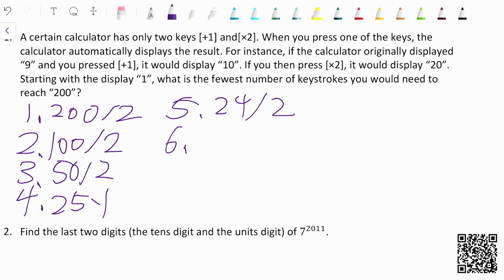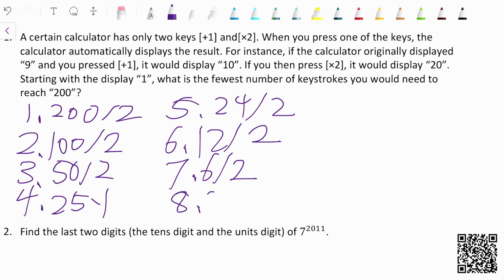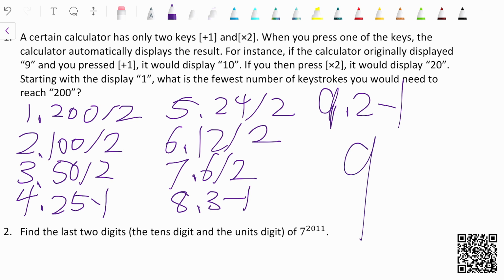12 divided by 2 is 6. And 6 divided by 2 is 3. From this point, it doesn't actually matter if you subtract or divide, because it gets you the same result. Starting from 3, step 8 is 3 minus 1, which is 2. And then step 9 is 2 minus 1, which is 1, which gets us to our final bit. That means it takes you 9 keystrokes from 1 to reach 200.